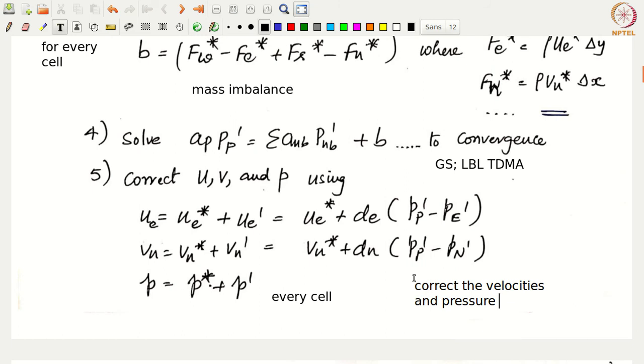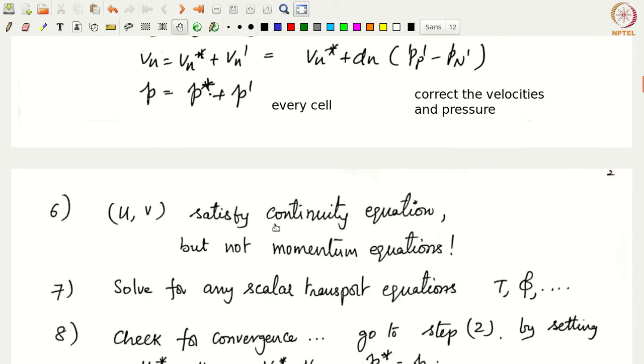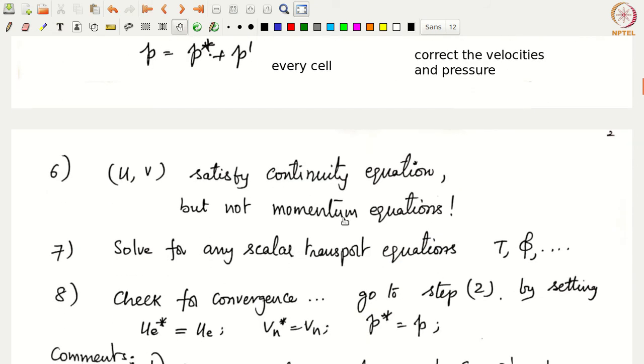Now what we know is that because of this correction of Ue prime and Vn prime to Ue star and Vn star, we get this Ue and Vn field. Now this field will satisfy the continuity equation because we have just solved the continuity equation in a reformulated state, right? Essentially the solution for pressure correction is nothing but the solution for continuity. So the corrected velocities and pressures will satisfy the continuity equation, but they will not satisfy the momentum equations.